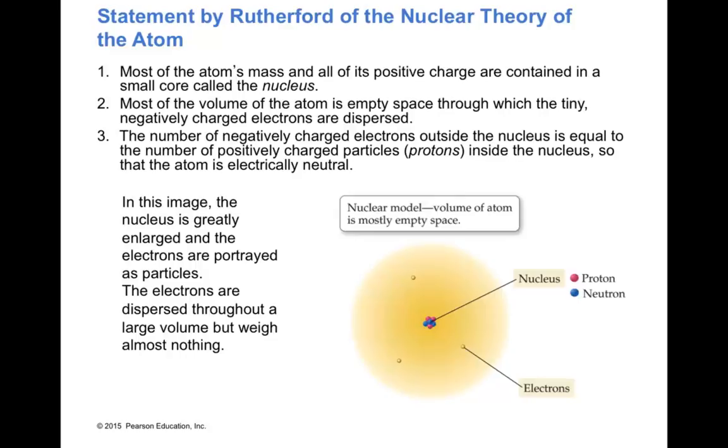In this image, the nucleus is greatly enlarged, and the electrons are portrayed as particles. The electrons are dispersed through a large volume but weigh almost nothing. So basically, this whole thing is the atom, and we have in the middle the nucleus, and all around in that space, you can find basically the electrons. The protons are here in the nucleus, and the electrons all around the nucleus.